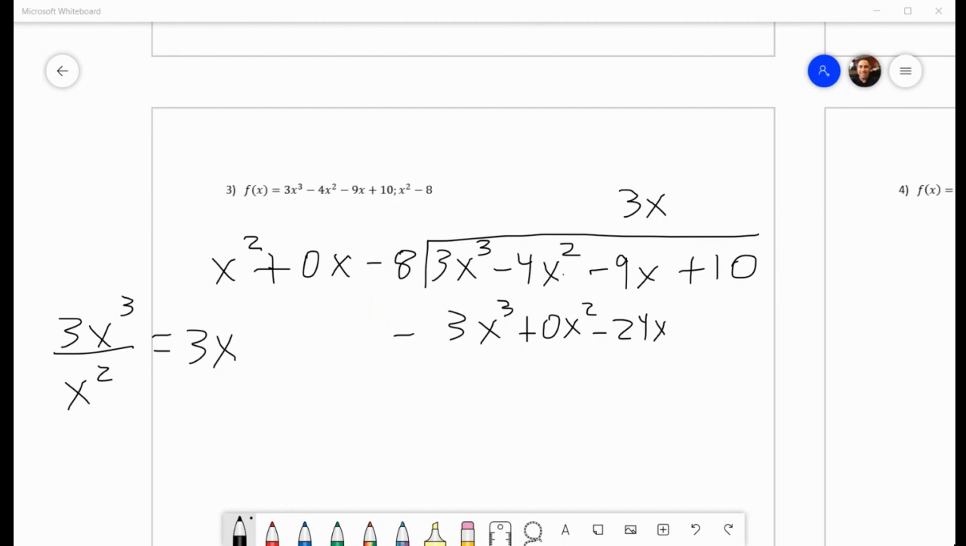Okay, so we have that. Like so. All I did, again, was distribute the negative. So now we have, let me move this closer, minus 3x cubed minus 0x squared, although really I could leave it the way it is. There was a minus 24x here, right? Now it's plus 24x. Minus minus becomes plus.